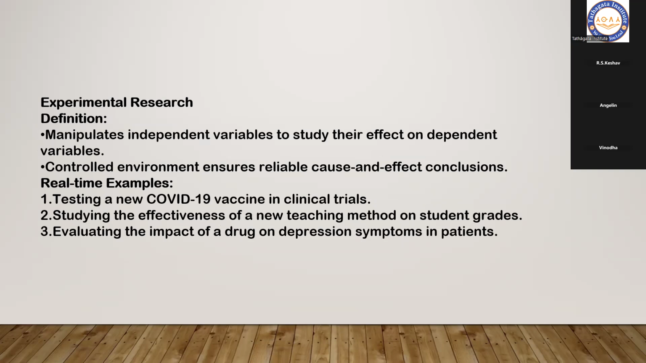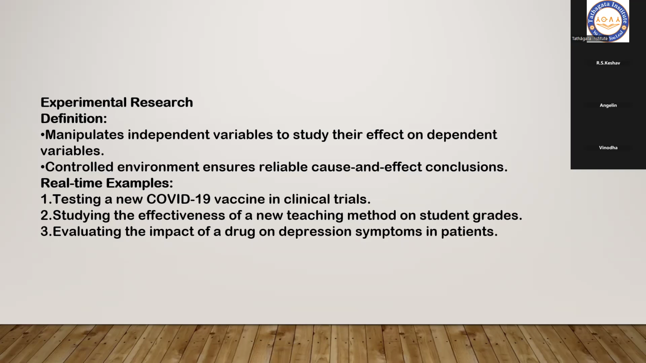Moving on to the next one, experimental research. This manipulates independent variables to study their effect on dependent variables. The word itself says, when we do an experiment, we test the cause and effect relationship. Why is an experiment done? We do a sample testing to find out the result. The word itself is an explanation of this particular type of research. We test the cause and effect relationship in this research.